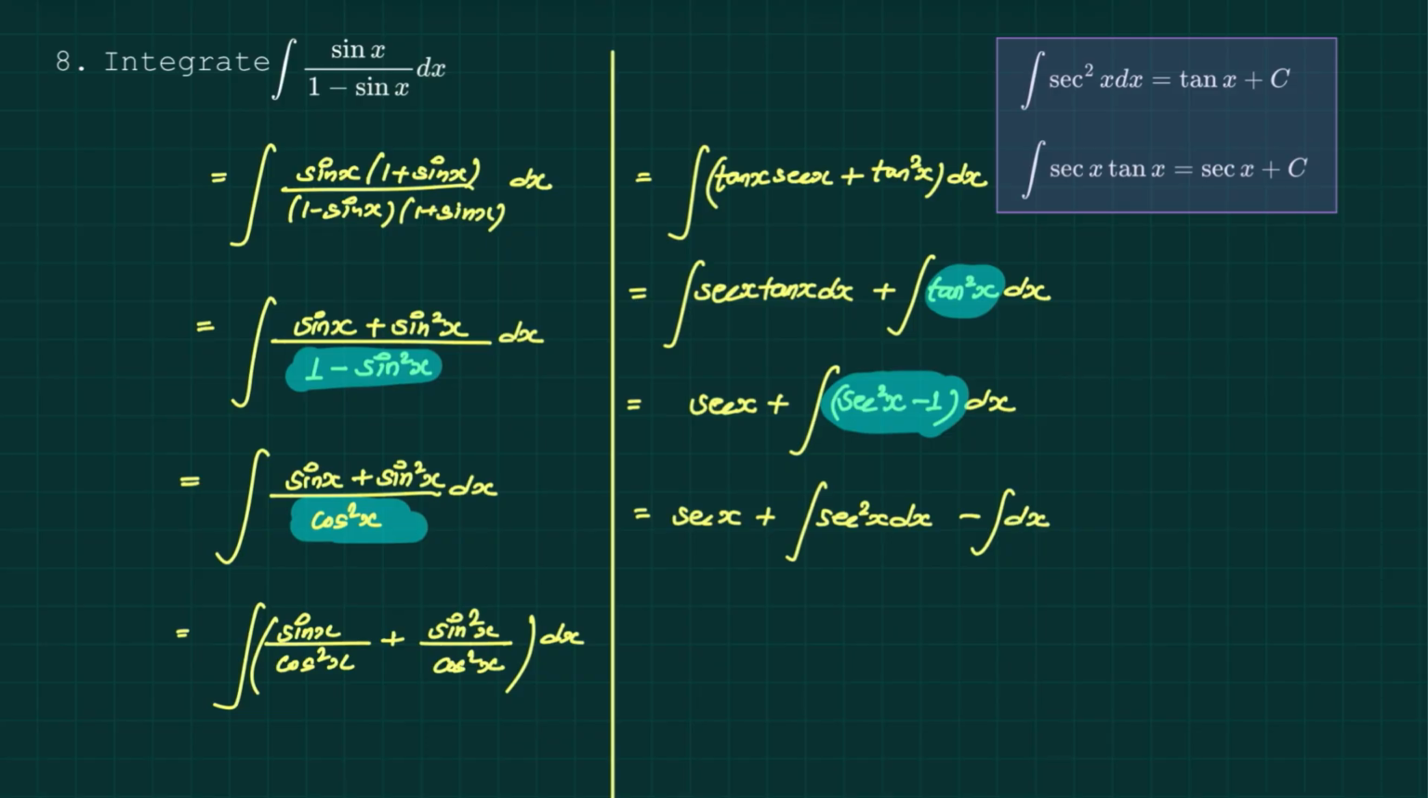Now since we have the value of integration of sec square x, that is tan x, here it will be tan x, minus integration of dx is x, plus constant of integration.